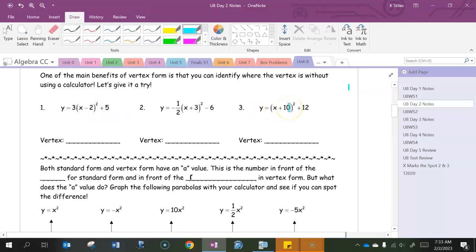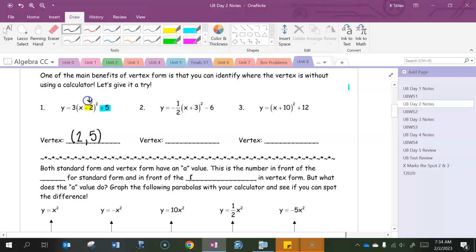So these are vertex form. You can see that because of the parentheses. What you're going to do is take the inside value that's with x. That's going to be your x coordinate, except you're going to switch the sign. So inside it's a -2. That means your x coordinate is a +2. And then whatever you're adding or subtracting outside, that's going to be your y coordinate, but we're going to keep that sign the same. So our vertex would be at 2, 5.